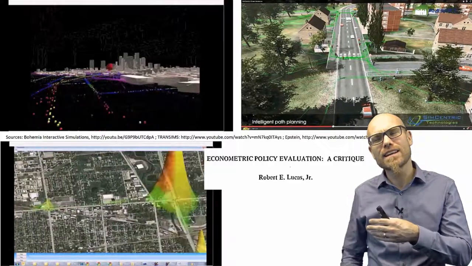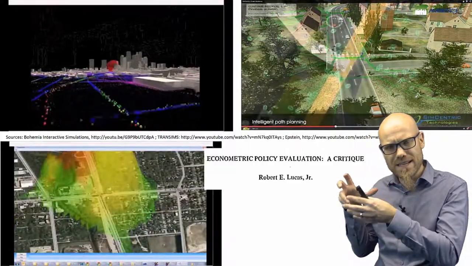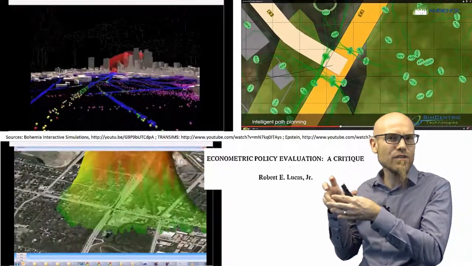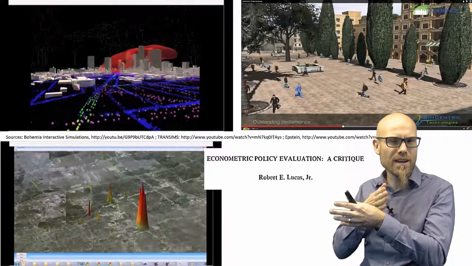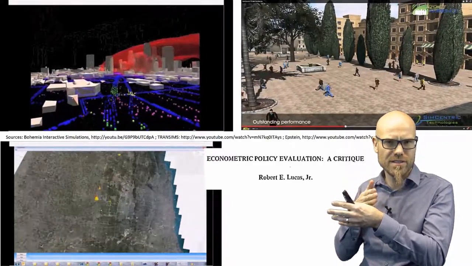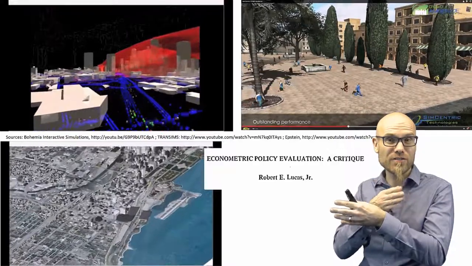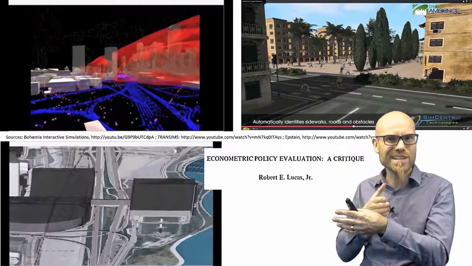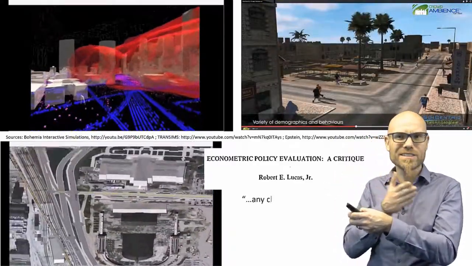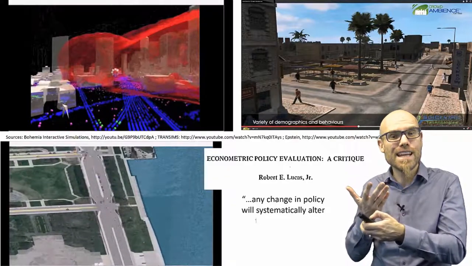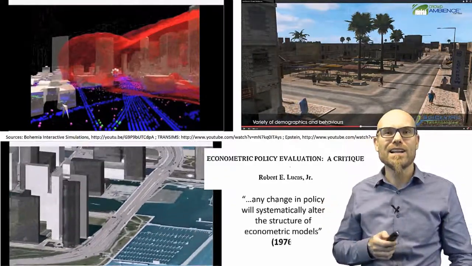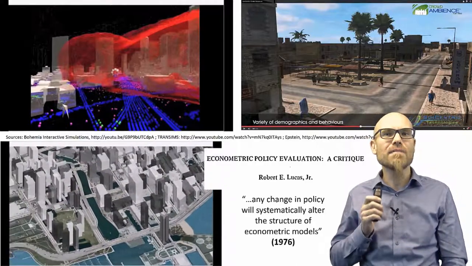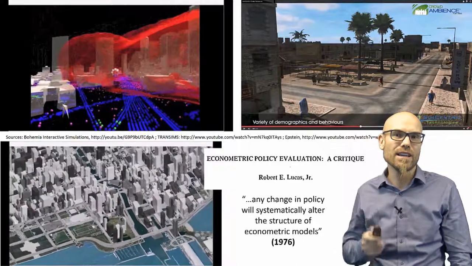And he critiqued them. He said, so you guys are studying some economic dynamic and you run your correlations and so forth. And then you discover that something's wrong, so you make a policy that's supposed to change the system. But then you still think to predict the future with the past that existed before, and that just doesn't work. Once you intervene and change the system, it will be a completely different system. You don't have data about it, so econometrics alone cannot help you there. He literally said, any change in policy, that means intervention, will systematically alter the structure of the econometric model.